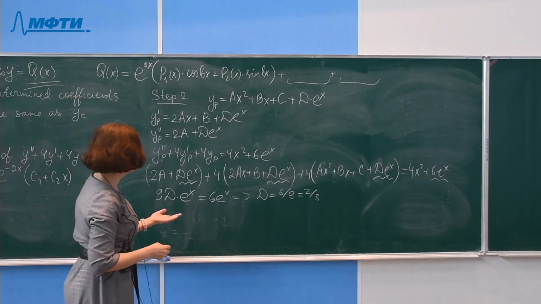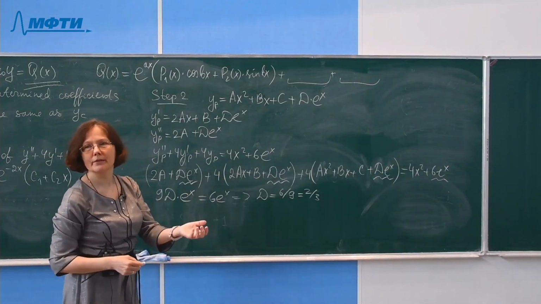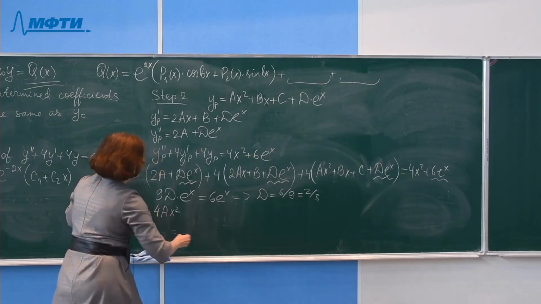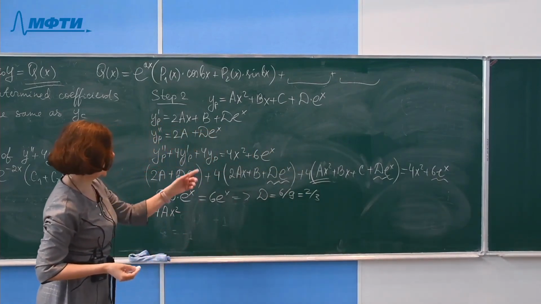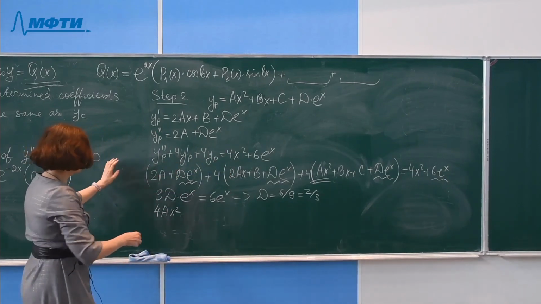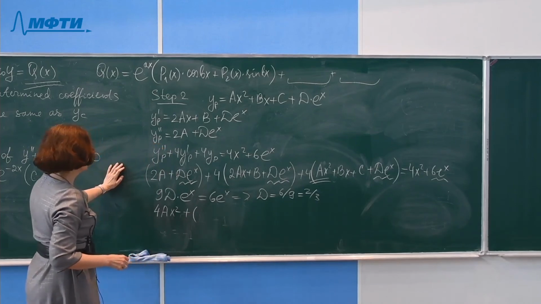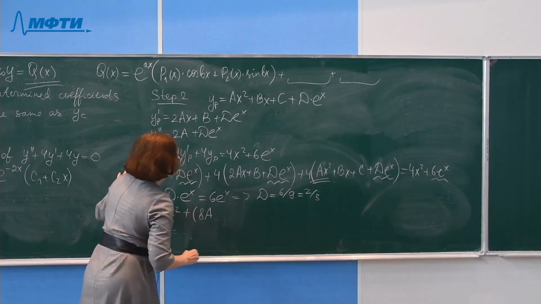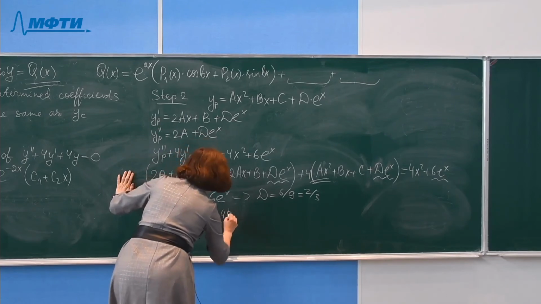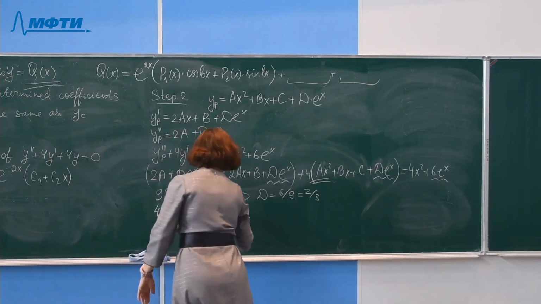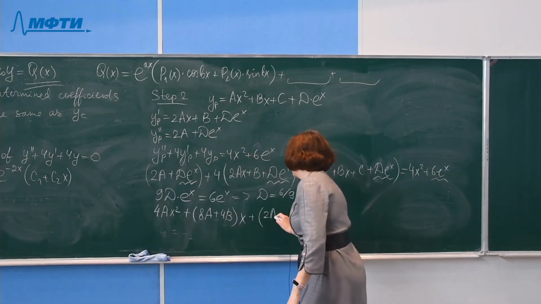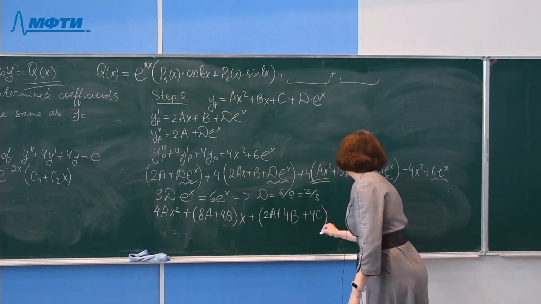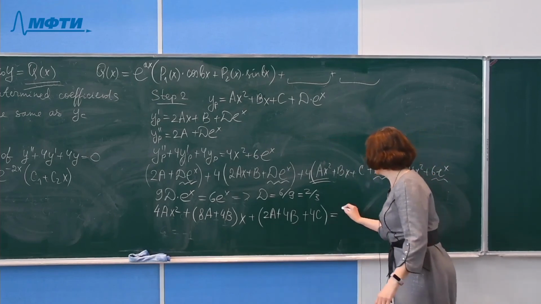Next, I will equate the polynomial, right? It looks like 4ax squared. So only one term containing x squared, and it will be equal to 4x squared. Next, the linear term: here I have a linear term, 8a plus 4b times x. And the constant term will be 2a plus 4b plus 4c.